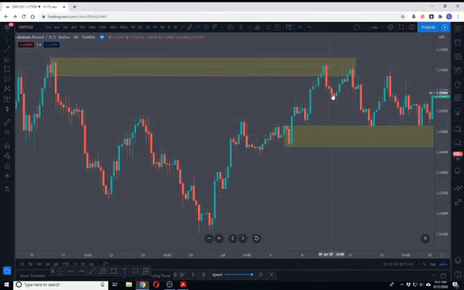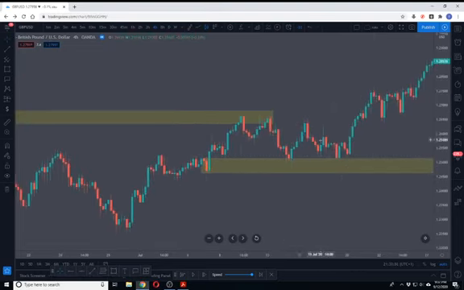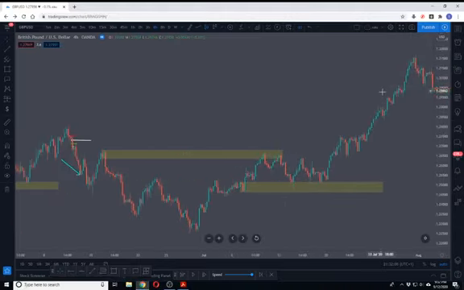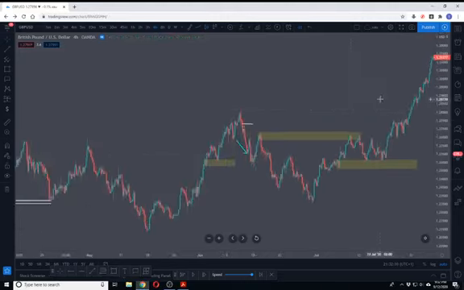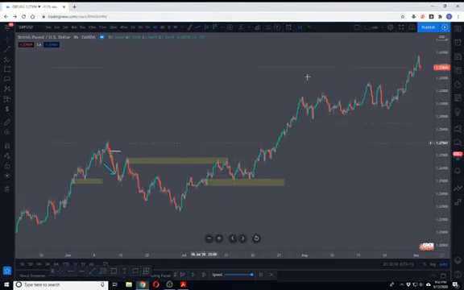When price comes up to it, it reacts, it comes down to this, your bullish order block, and you can trade that back up, going with the trend, looking for highs.